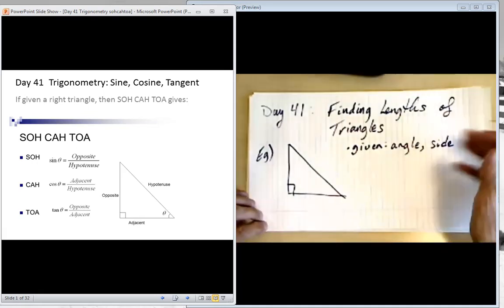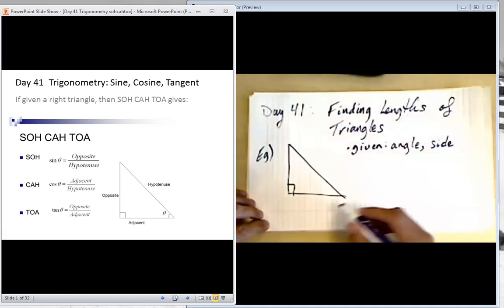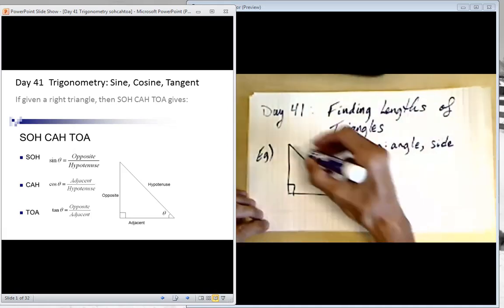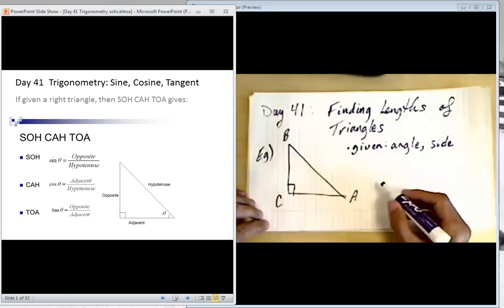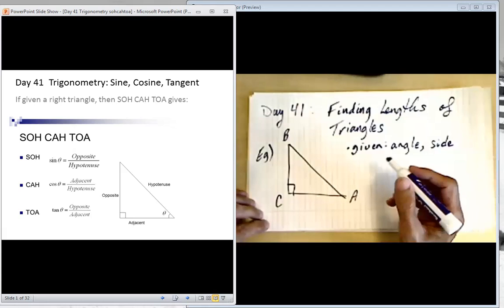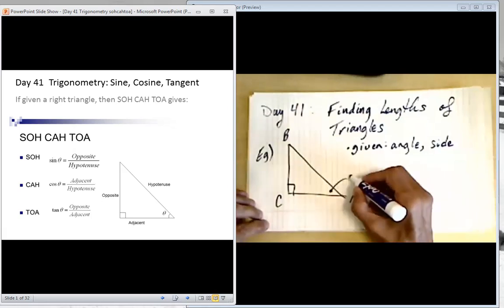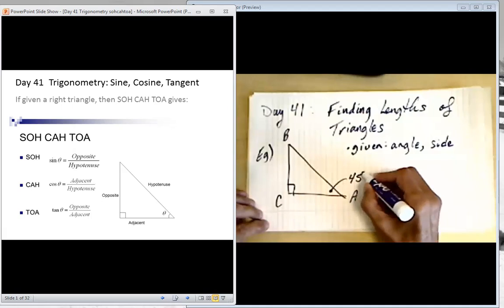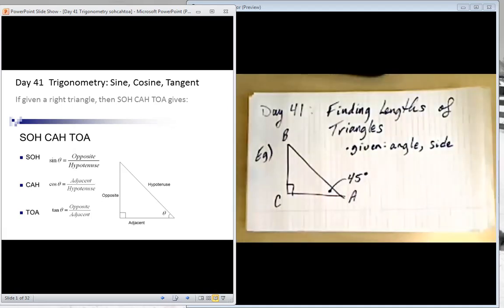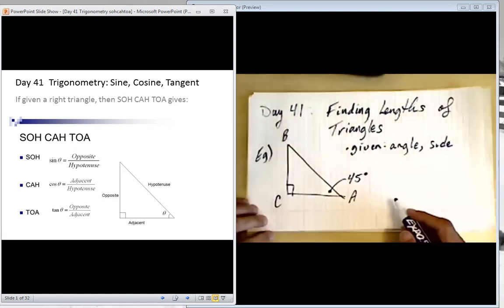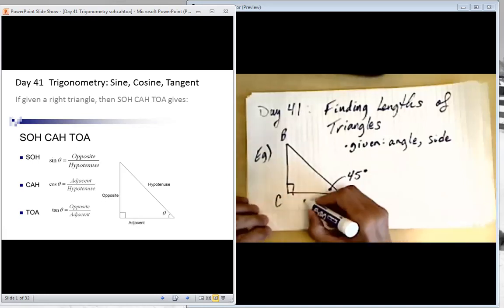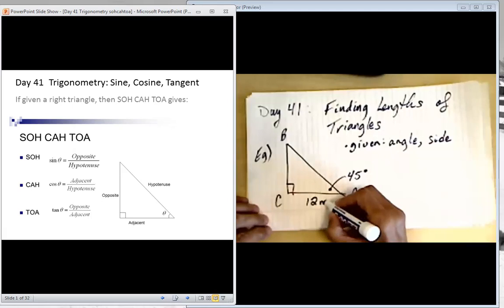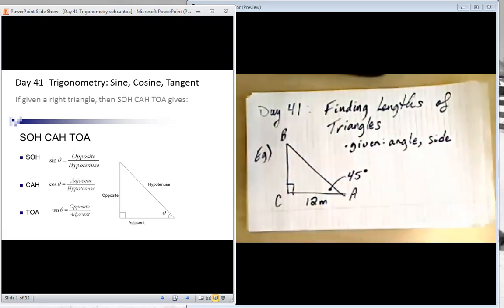So a sample question would be like this. Let's say the angle down here at A, I'll have ABC again, is 45 degrees. We will say that the length down here at CA is 12, and we'll call it meters, just so there are some units with it.